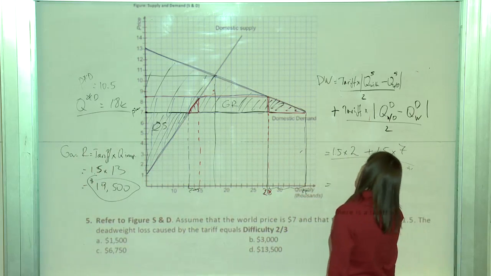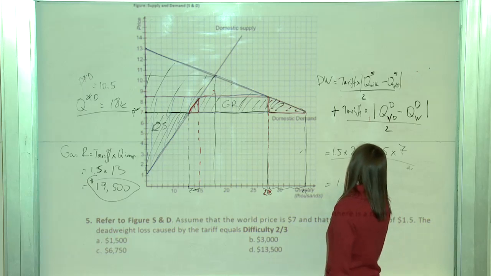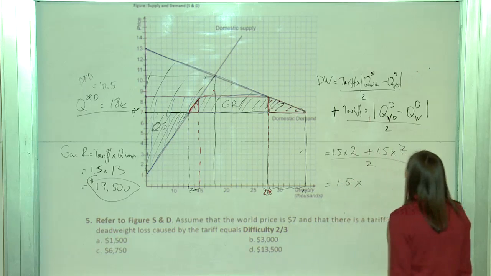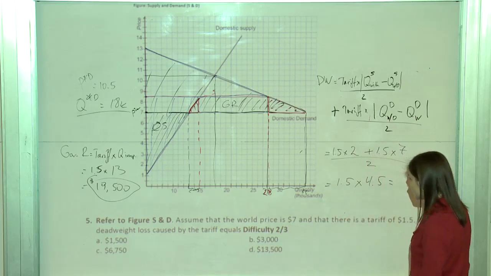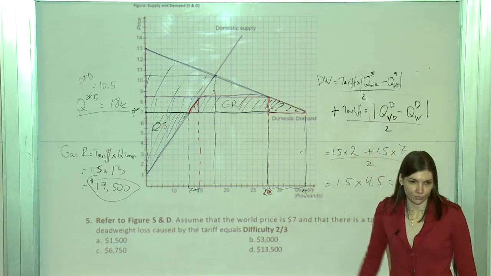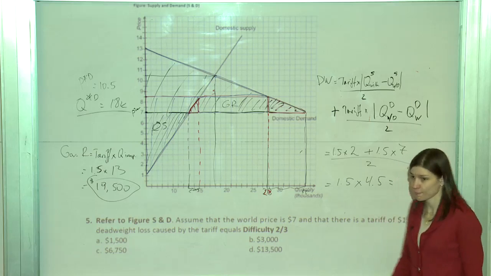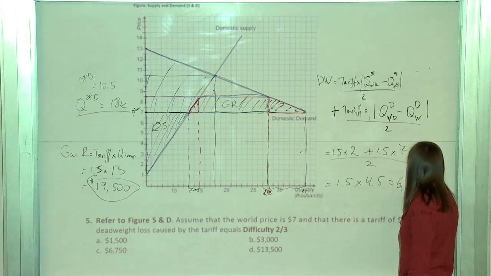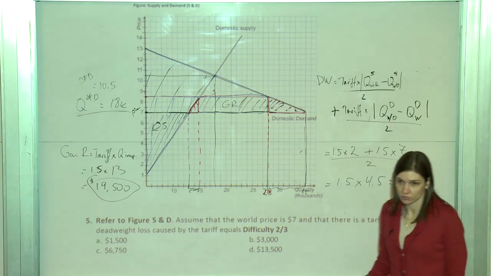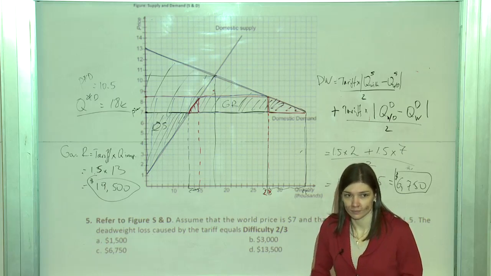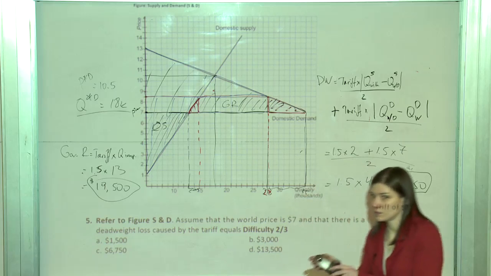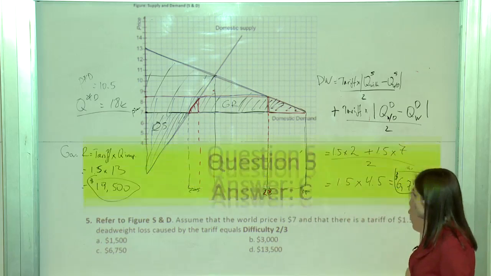What is that? 1.5 times 9 divided by 2 times 4.5, it's 6 point something. 6,750. All right. This is the deadweight loss due to the tariff. Any questions? Okay. So we have C here.